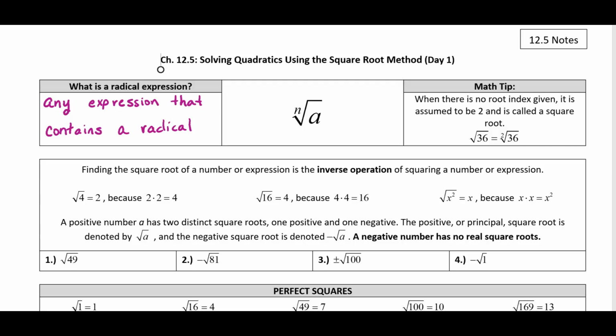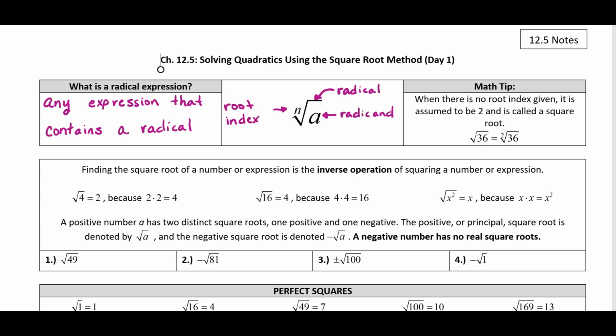Well, this is slightly vague. It doesn't help me very much. So what is a radical? This symbol right here is called a radical. The number underneath the radical is called the radicand. And the little number, this n, over here in the groove, is called the root index.